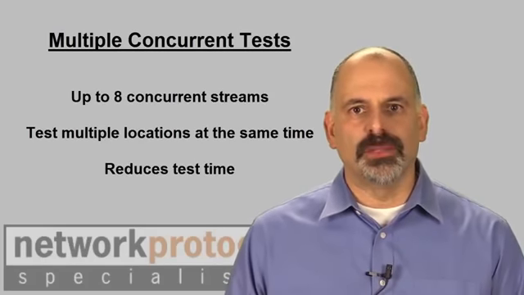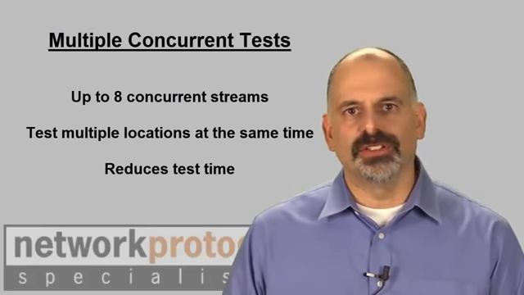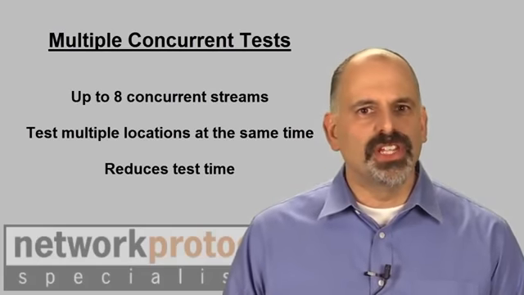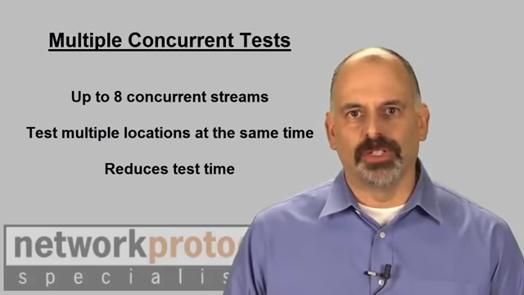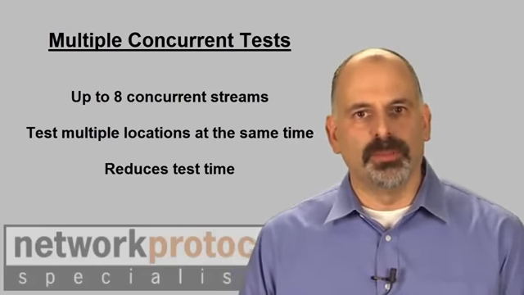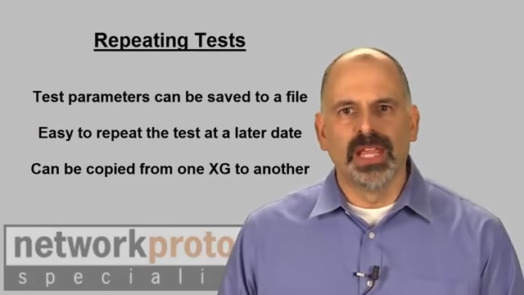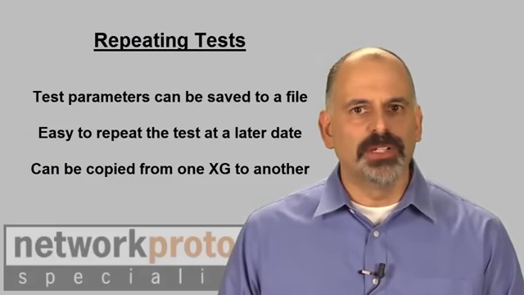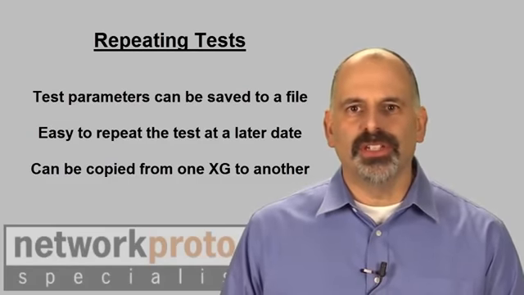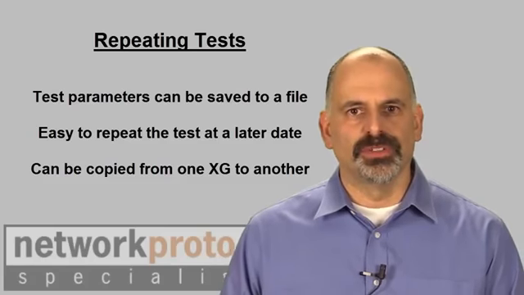With the ability to run up to 8 concurrent streams, we can test multiple locations at the same time, reducing the amount of time necessary to validate multiple links prior to deployment. Once these tests have been configured, all of the parameters can be saved to a file. This allows the test to be reliably repeated in the future without the need to set each of the thresholds.